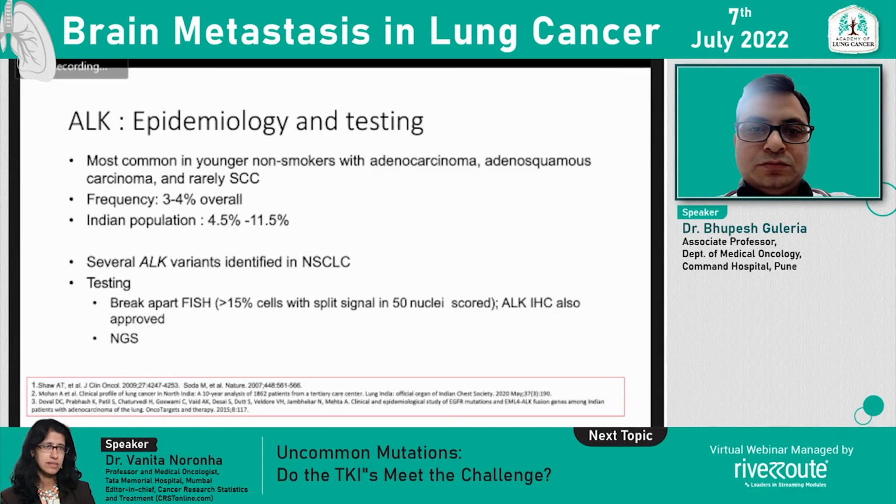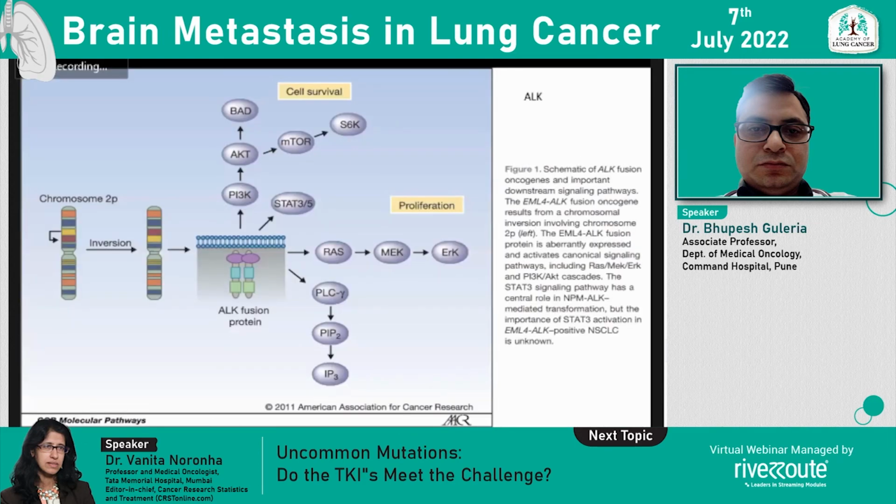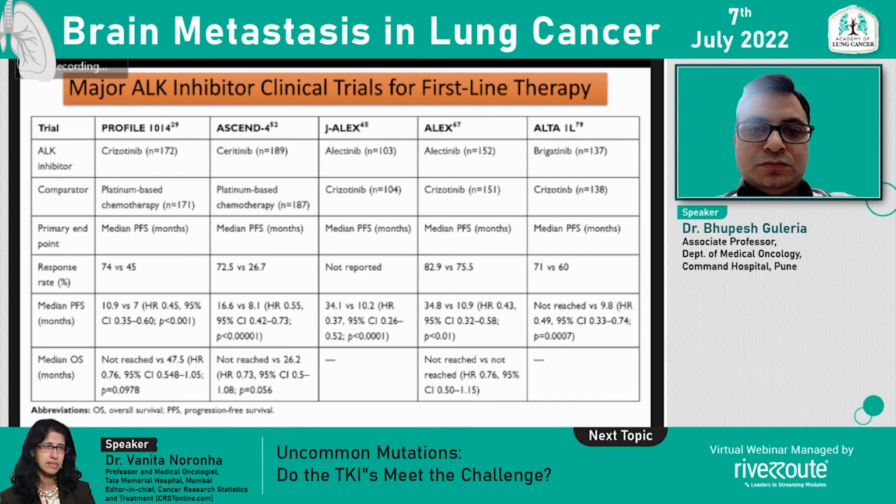So next is the ALK. The frequency is 3 to 4% overall. In the Indian population it is 4.5 to 11.5%. We have different trials which have evaluated anti-ALK therapy in the first line setting. We have evaluated crizotinib, the PROFILE, ASCEND, and ALEX trials, alectinib in the first line, alectinib in the Asian population, and brigatinib.